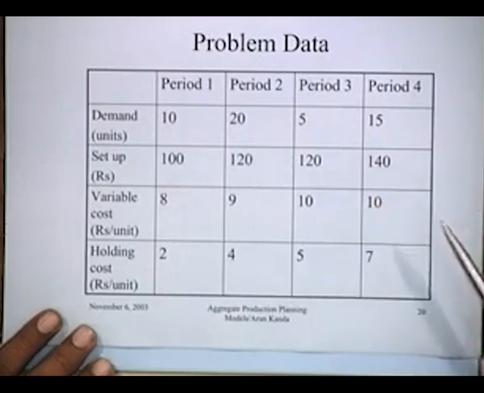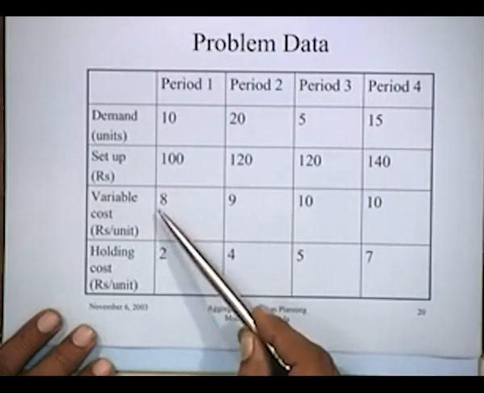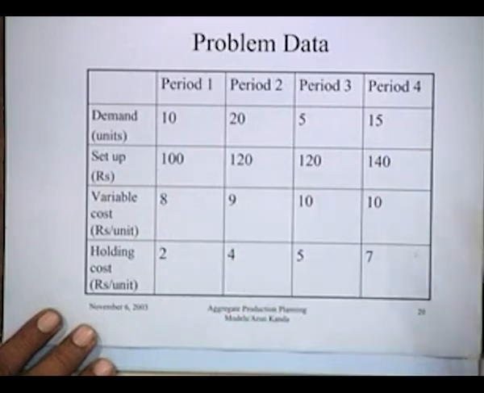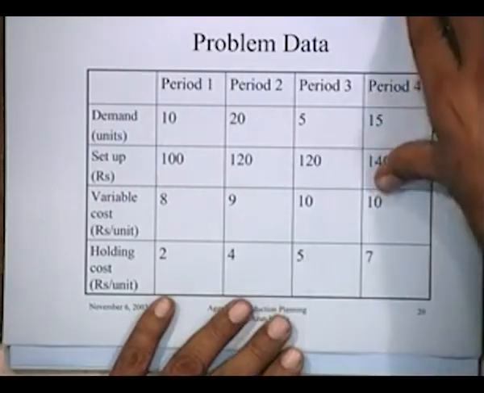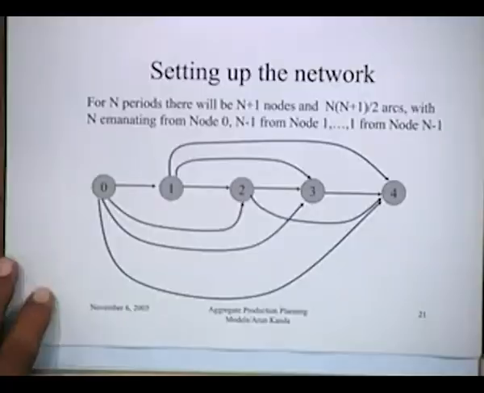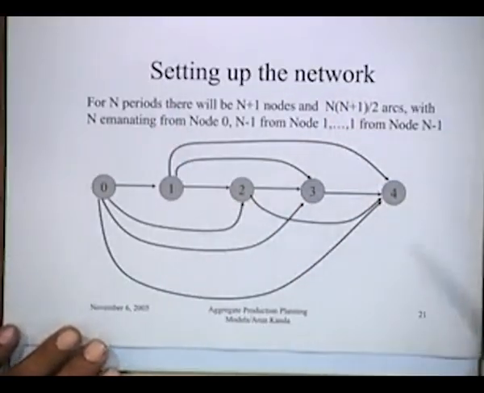The variable cost per unit can also vary: 8 rupees, 9 rupees, 10 rupees, 10 rupees in different periods. And the holding cost can be 2, 4, 5 and 7, different. So we'll work the problem with this data for purposes of illustrating what we have to do. The first step in the problem is to set up a network.